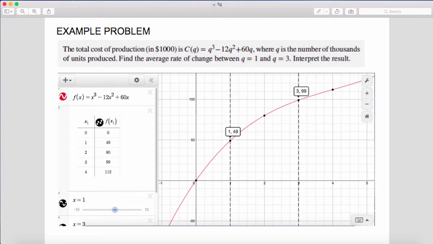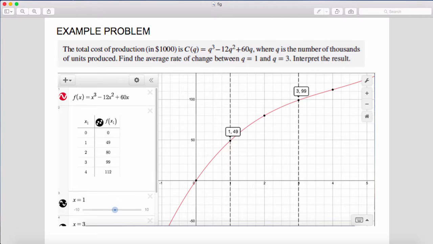In this video, we're going to use Desmos to create a model of the situation we discussed in lesson 1.4 in your class notes. The total cost of production in thousands of dollars is modeled by C of Q equals Q cubed minus 12Q squared plus 60Q, where Q is the number of thousands of units produced. And then we're going to talk about rate of change.